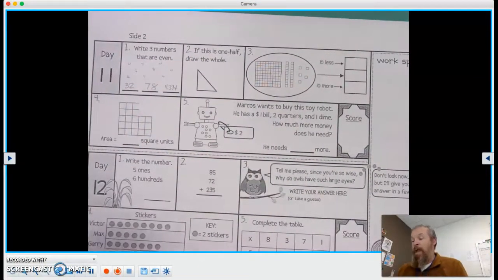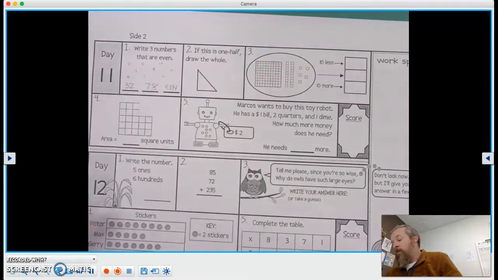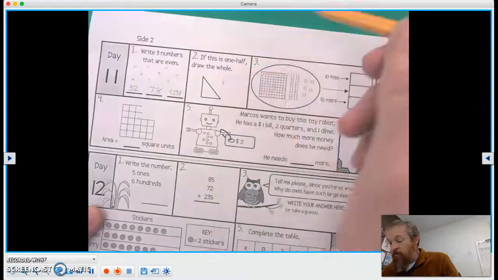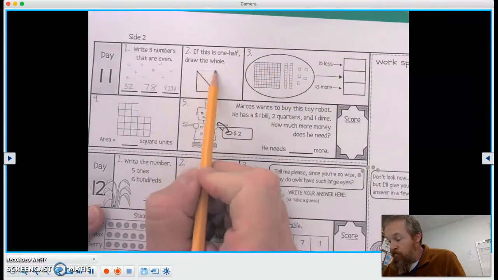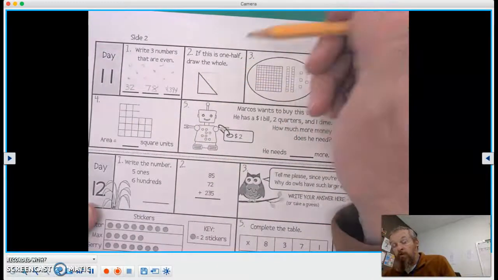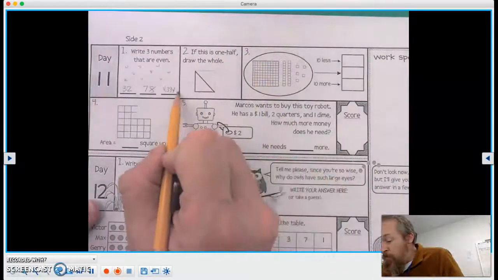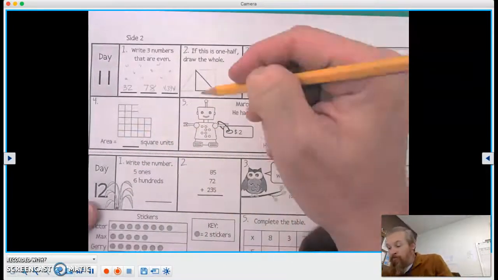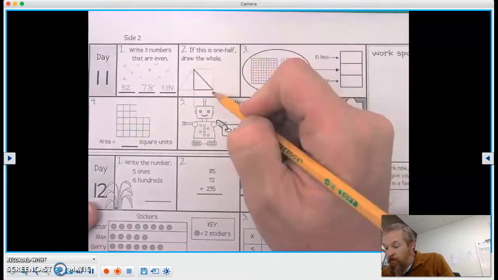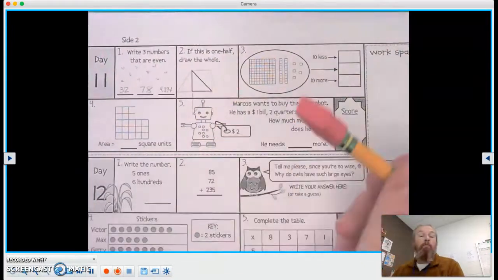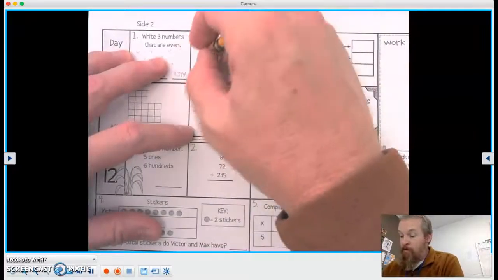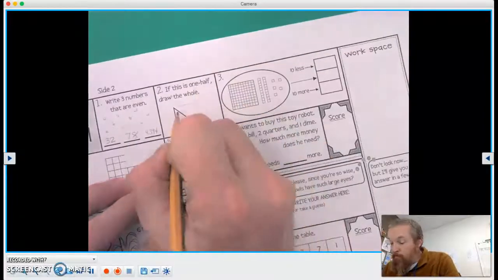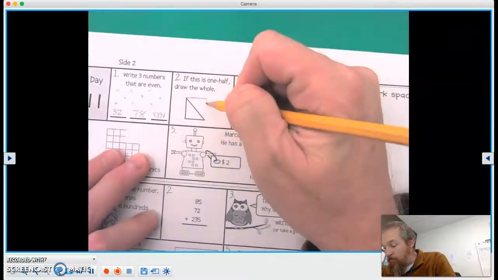Okay. Number 2. If this is 1/2, draw the whole. So you could do this a bunch of different ways. You could go this way, right? Would that be the whole? You could do it that way. Maybe you wanted to go this way. Any one of those ways you want. Okay. But I am going to do it this way. Like that. There.